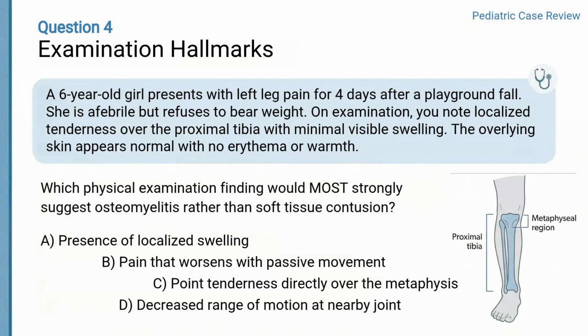Option A, presence of localized swelling. Option B, pain that worsens with passive movement. Option C, point tenderness directly over the metaphysis.